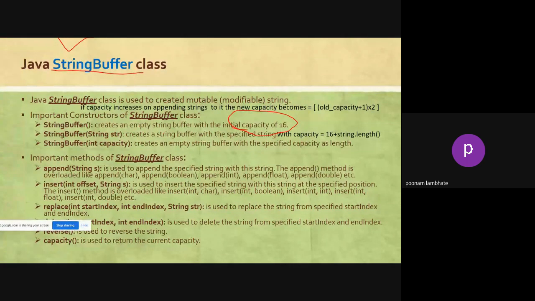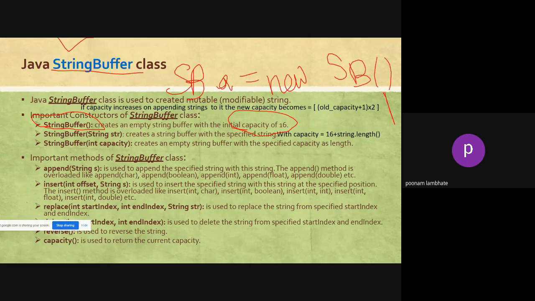Now, if you write only StringBuffer like this, for example, I'm writing the short form SB just to save space: StringBuffer A is equal to new StringBuffer, and you close your brackets. You're not specifying anything in the brackets. That means you have declared A as a StringBuffer, and memory will be allocated to A for 16 characters. Declaration and memory allocation is done, but which value we are going to store inside A is not done till now. So the capacity of A initially will be 16.